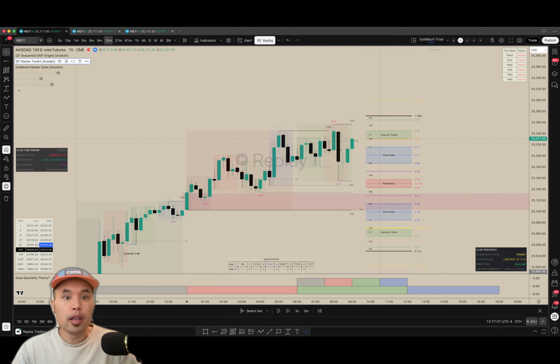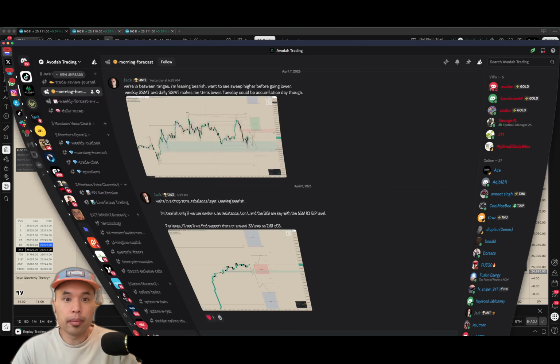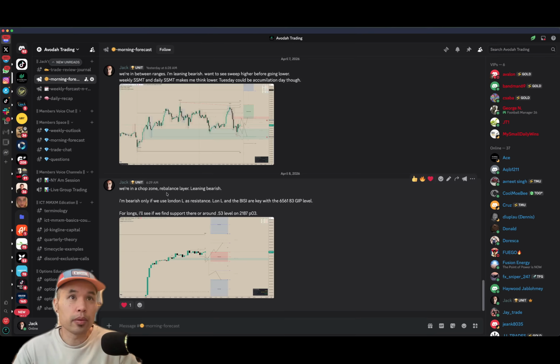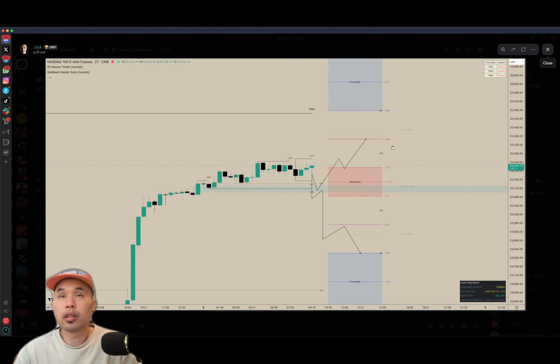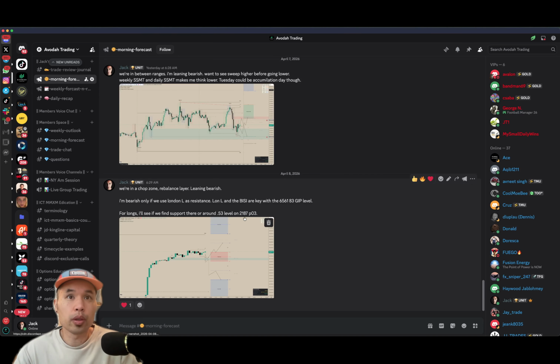So in pre-market, my analysis was we're in the chop zone, rebounds later, leaning bullish. I'm bearish only if we use London low as resistance. London low and the BISI are key with the 65, 61, 83 GIP level. For longs, I'm going to find support around the 53 level on the 2187 PO3.